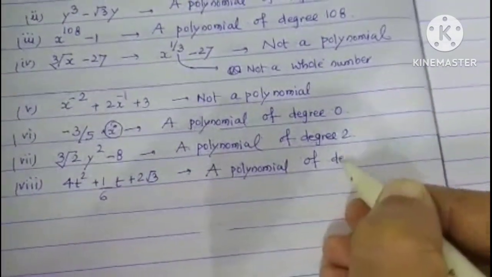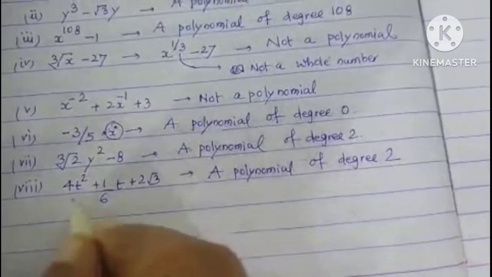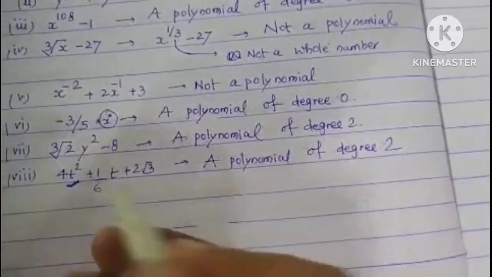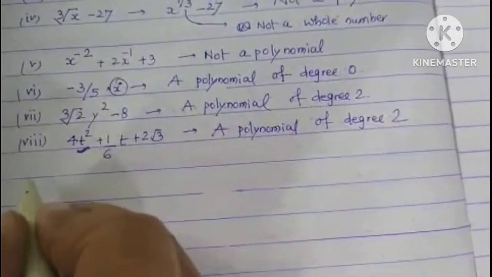Of degree 2. The highest power is 2. A polynomial of degree 2, or quadratic polynomial, you can say.